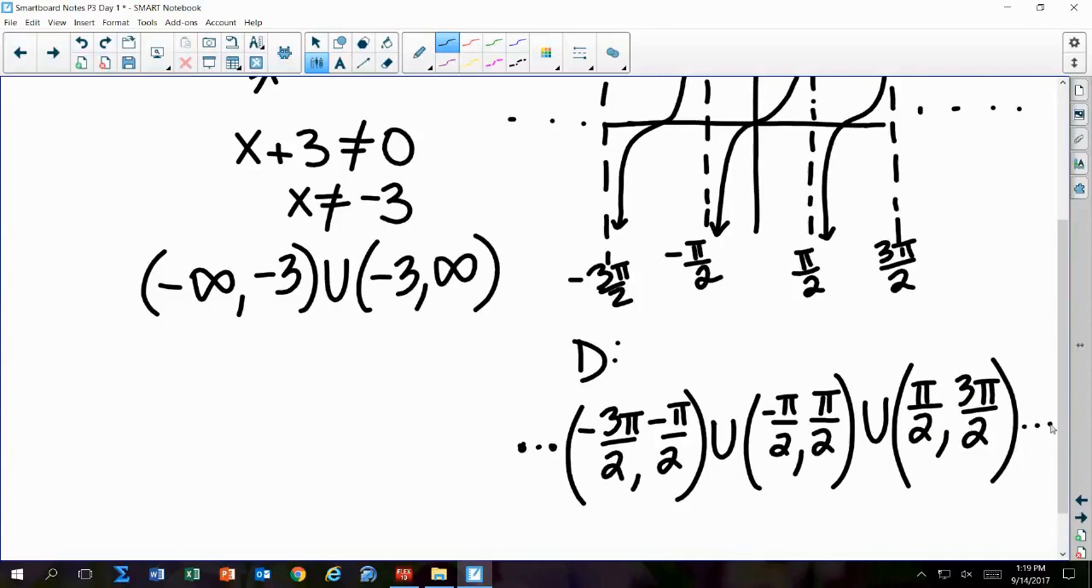Okay, we're including all of the x values except for where there's an asymptote. I'm not including negative pi over 2. I'm not including the x value pi over 2. Better. Any questions about that? Is that okay? Like I said, it's a little bit weird just because it extends differently in both directions. That's why we put the dot, dot, dot.